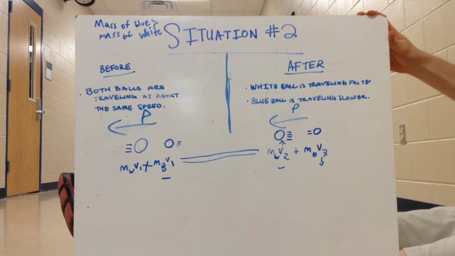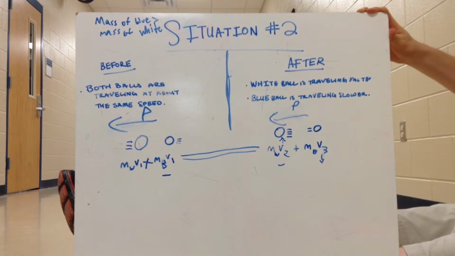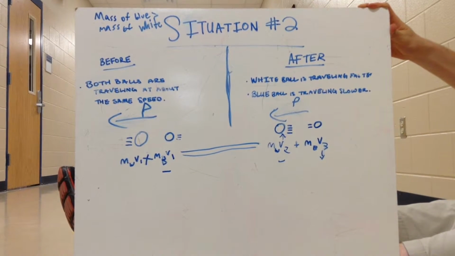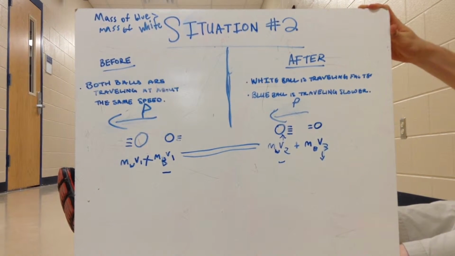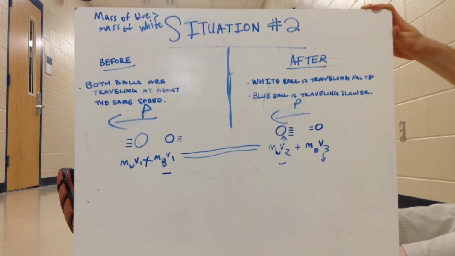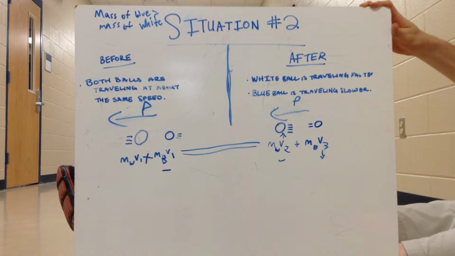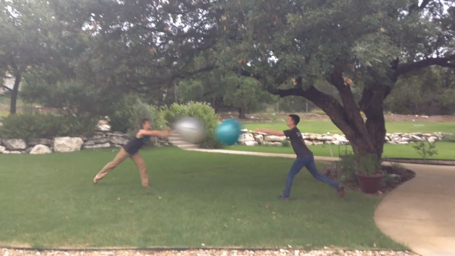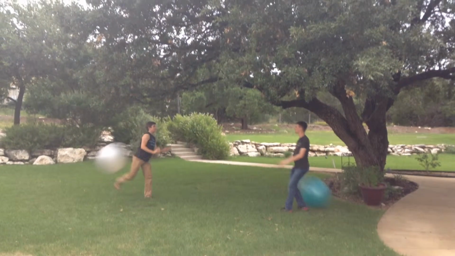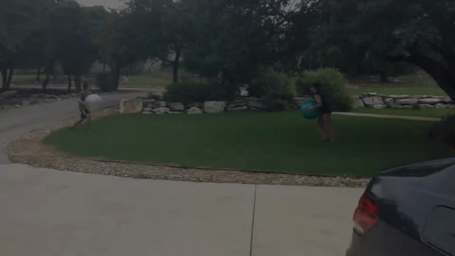Since the blue ball has more mass, the net momentum of the system must be to the left. For momentum to be conserved, the net momentum of the system must also be to the left after the collision. For that to happen, the velocity of the white ball must increase a lot, and the velocity of the blue ball must decrease a little. The same logic can be applied in the next scenario.